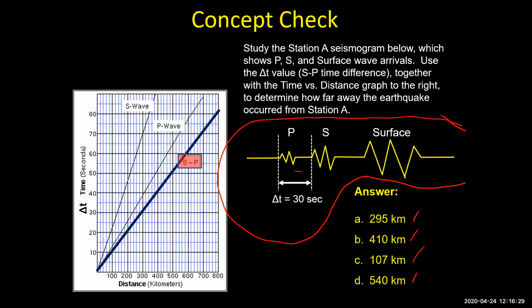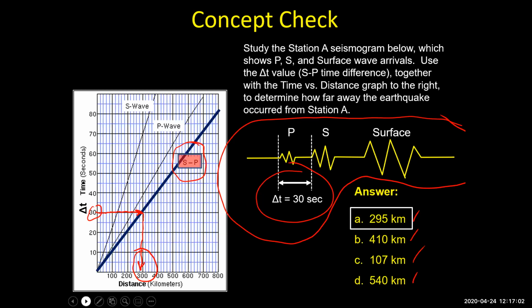Well, let's see. So our measurement tells us that our delta T value is 30 seconds. So we're going to go to 30 seconds, and then like we did in the previous slide, we're going to go straight over till we hit the S minus P line, and then from there we're going to go straight down. And it turns out that a delta T value of 30 seconds corresponds to just under a distance of 300 kilometers away from the earthquake. So A is the answer.